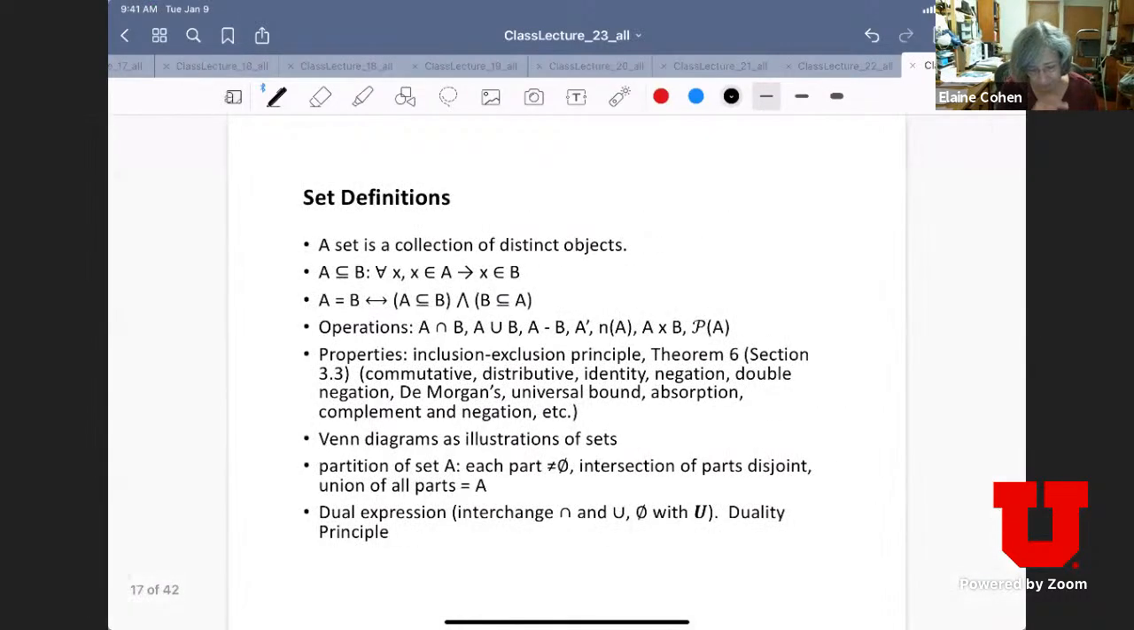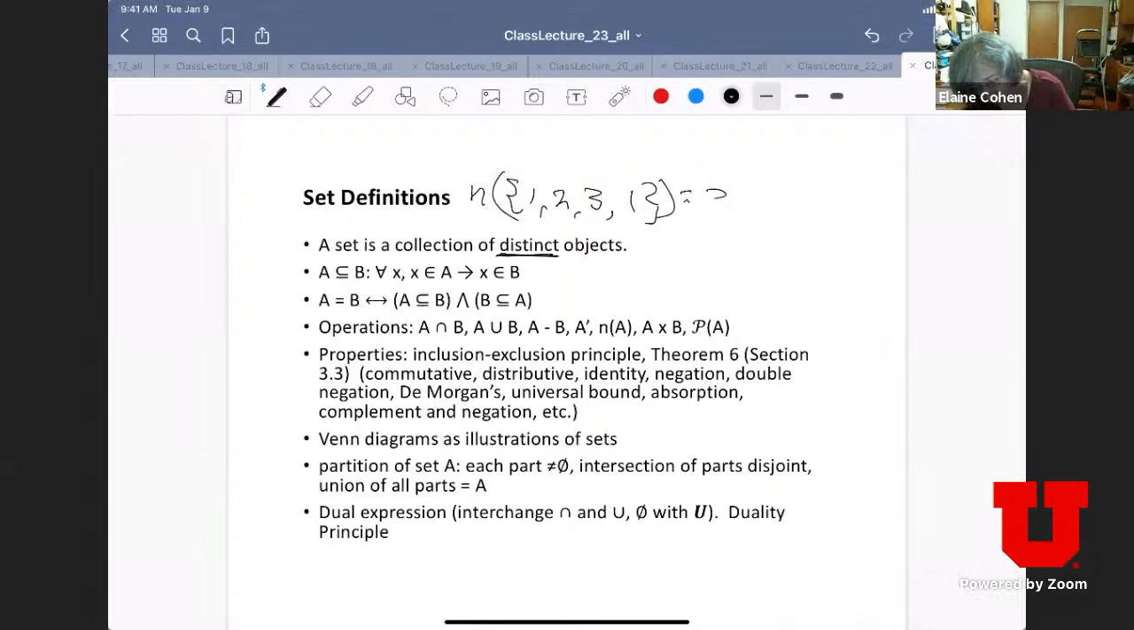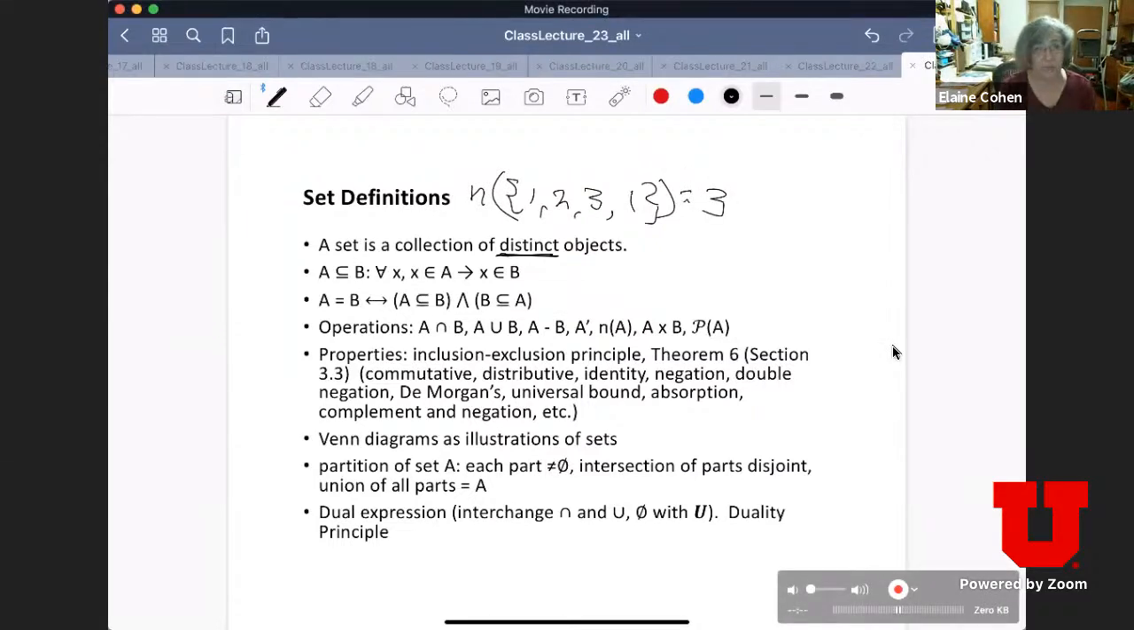Okay. Up to sets here. If you remember, a set is a collection of distinct objects. Notice the word distinct. So if I look at the set 1, 2, 3, 1, how many objects does it have in it? What is its size? Its size is 3. The fact that I wrote 1 down twice doesn't affect the size of the set. The number of elements in that set is 3. Distinct objects.